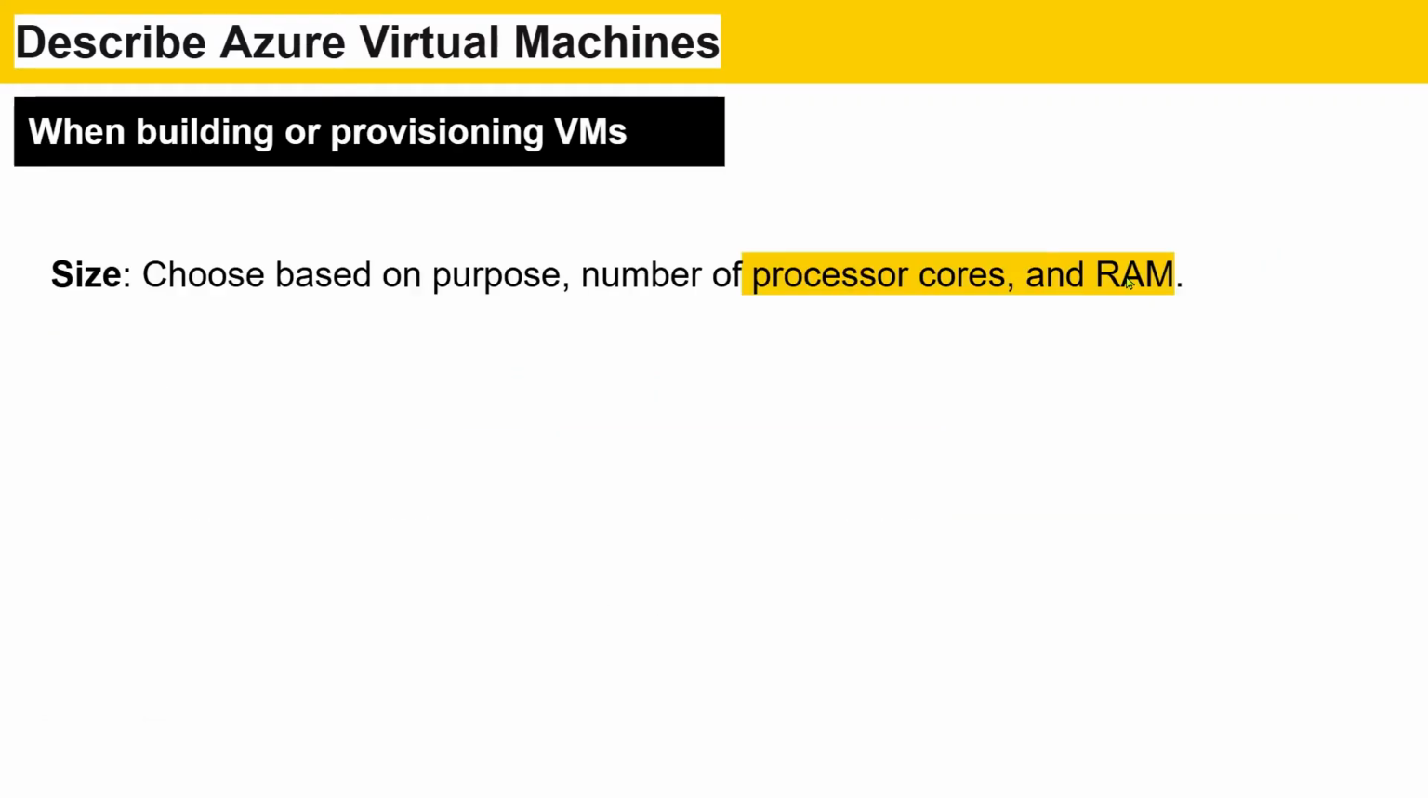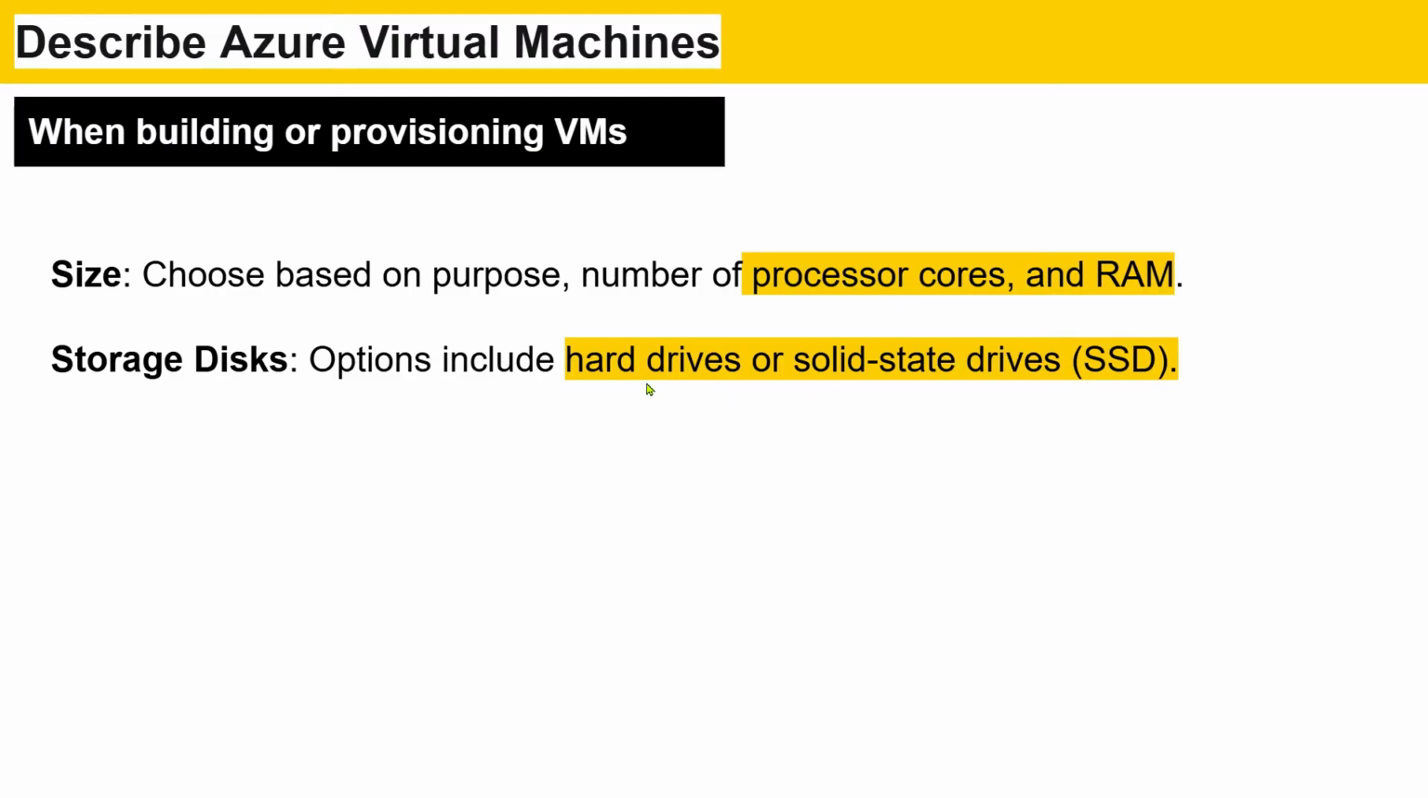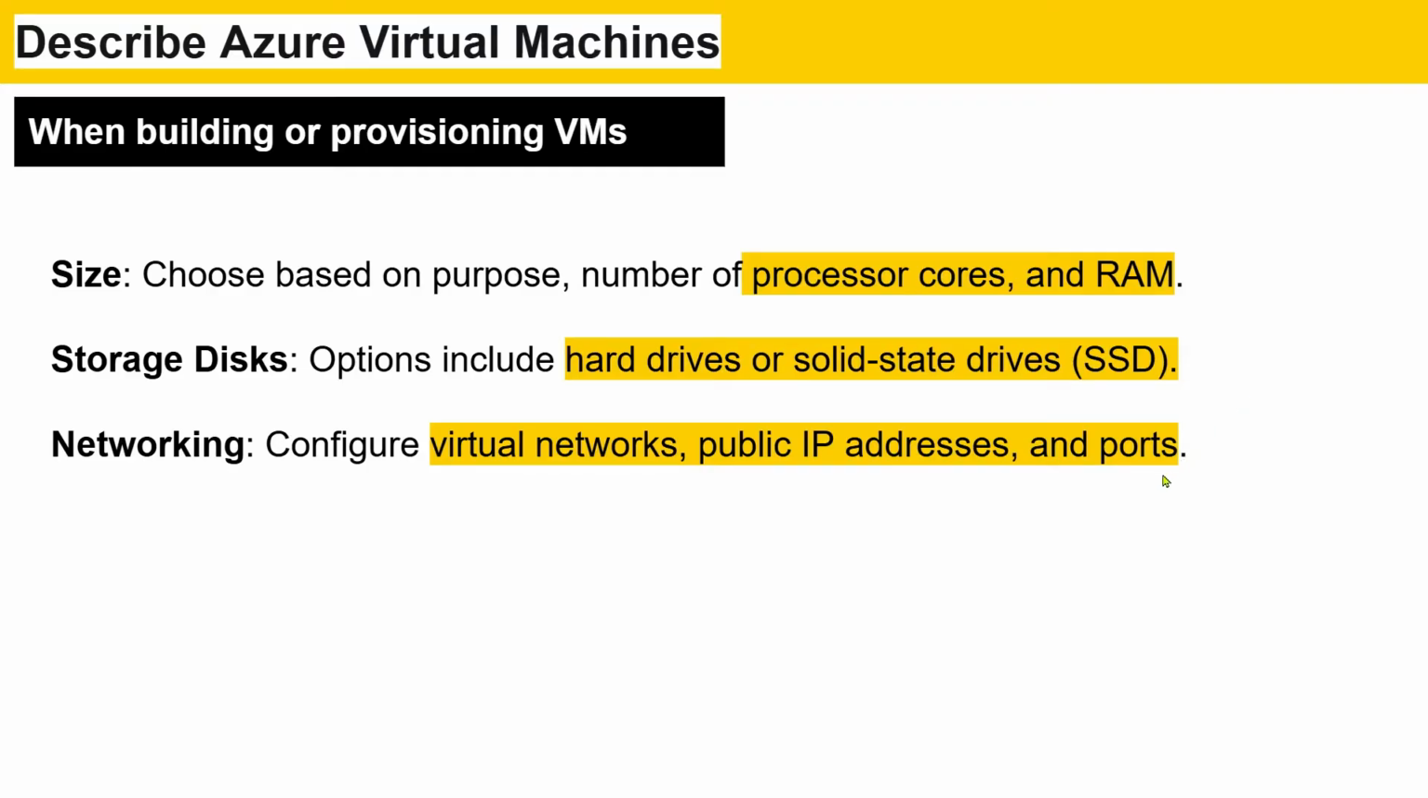When building or provisioning VMs, you get multiple options. Like I can select the size, how many processors I need, how much RAM I need, storage disk. Should I go with hard drives or should I go with solid state drives? Networking options, for example, should I use virtual networks, configure the virtual networks, public IP addresses and ports. I can go through various options during provisioning a VM or building a VM.